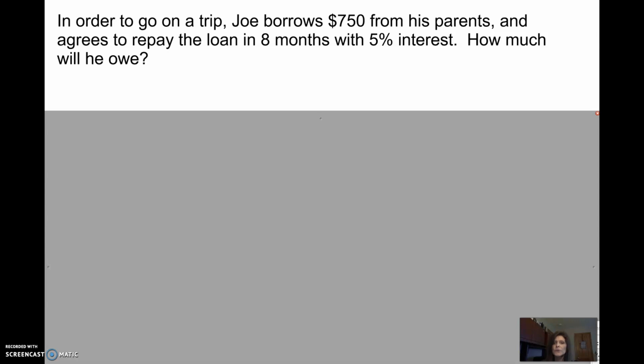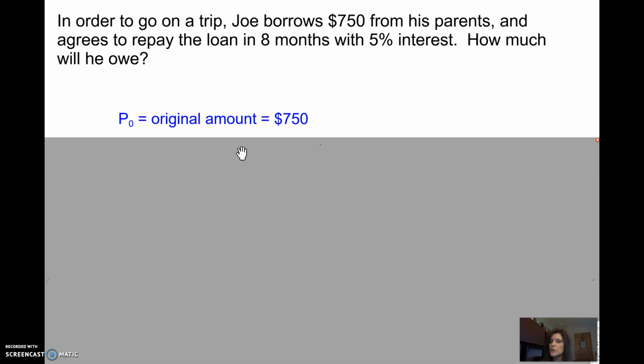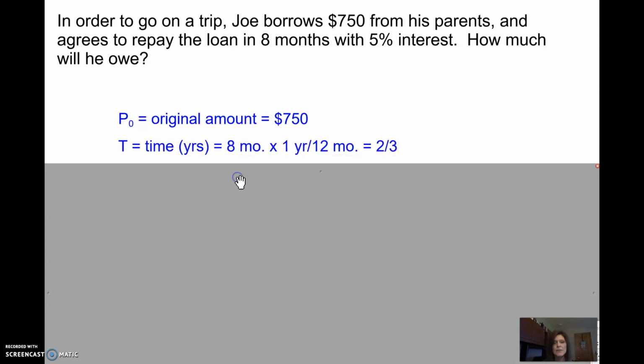Well, what he borrowed is the original amount, right? So the P sub 0, the original amount, is going to be $750. What else do we know? Well, we know the time is 8 months, but time is supposed to be given in years. So we're going to change that 8 months using our conversion factor 1 over 12 and come up with 2/3. Like we said in a previous video, you don't want to round at this point. So if you put it in your calculator and you get a decimal, convert that to a reduced fraction and use that in your problem.